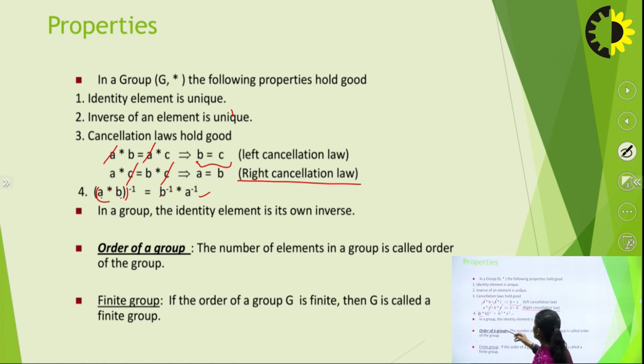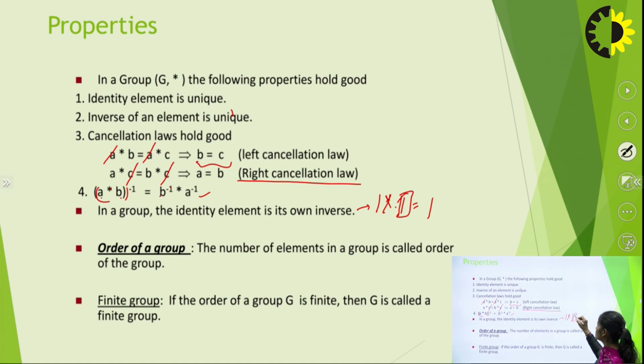And second, in a group the identity element is its own inverse, right? For example, 1 is the identity element in case of multiplication, so its inverse will be, so we get here 1, the inverse is itself, so this is the point.